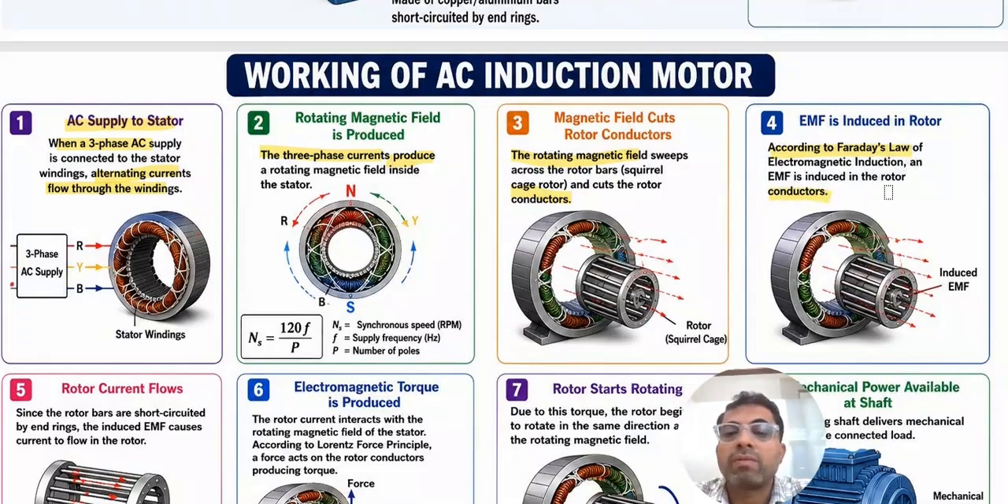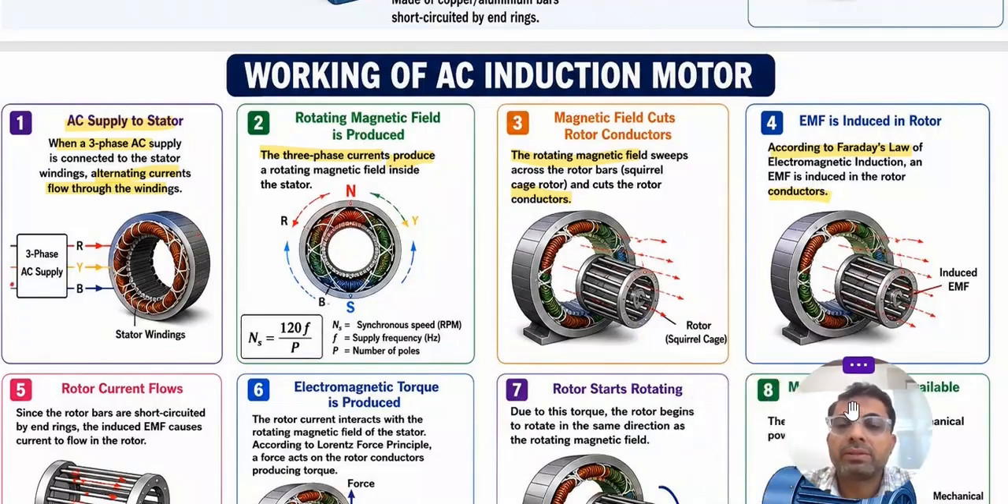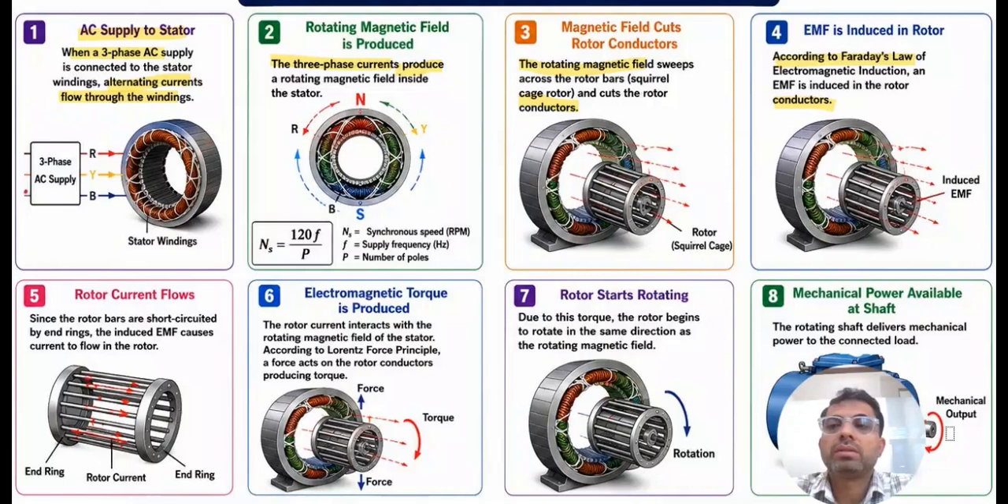What Faraday's law of electromagnetic induction says is, whenever there is a change in magnetic flux, an EMF is induced in it. Okay. So what will happen at the fourth stage? The electromagnetic induction occurs and an EMF is induced in the rotor conductor. And after this one, what will happen?